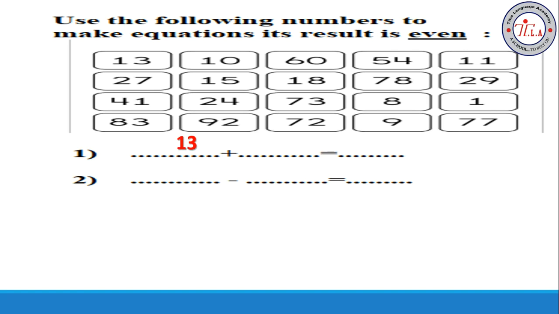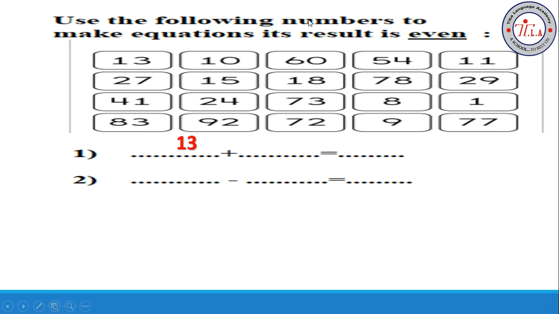Plus what will give us even number? We know that odd number plus odd number will give us even number. So we should search for odd number. Okay. Here we have number 10. Number 10, odd or even number? Number 10, look at the number at ones place, which is 0. Okay. 0, we know that 0 is an even number. So we will not take it.